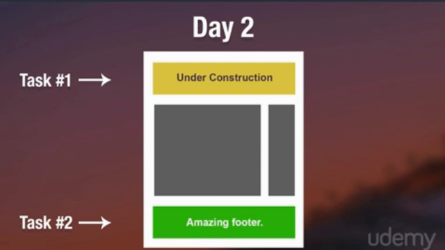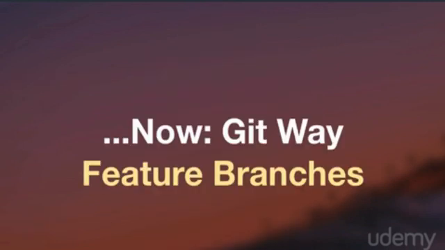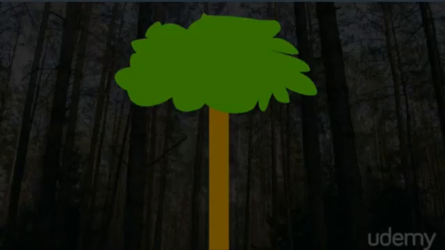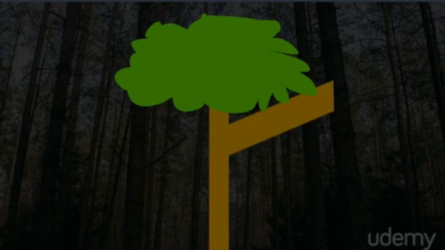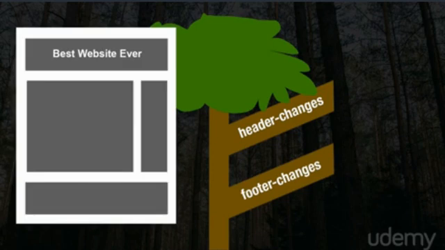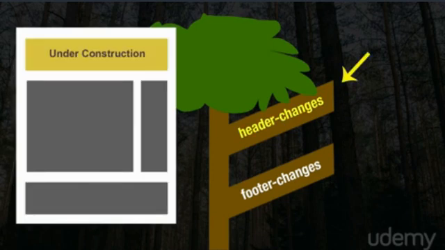Now instead, let's look at the Git way of doing things. The Git way of implementing multiple tasks or features. All right, if we were using Git and we were just assigned the header and footer tasks, here's how it would look. Let's think of our project as a tree. We want to create 2 new branches, one for each task. So we'd create one branch and name it header changes, and we would create another new branch and name it footer changes. When we feel like working on the header, we check out the header changes branch.